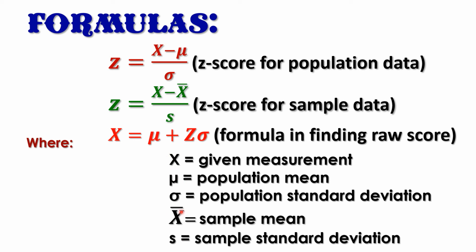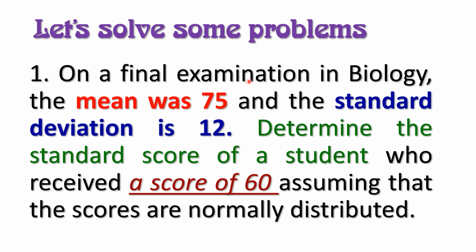Here are the symbols being used. Capital letter X is the given measurement, that is the raw score. Mu is the population mean. Lowercase sigma refers to the population standard deviation. We also have the sample mean, and small letter s is for the sample standard deviation. This time, let's solve some problems. On a final examination in biology, the mean was 75 and the standard deviation is 12.